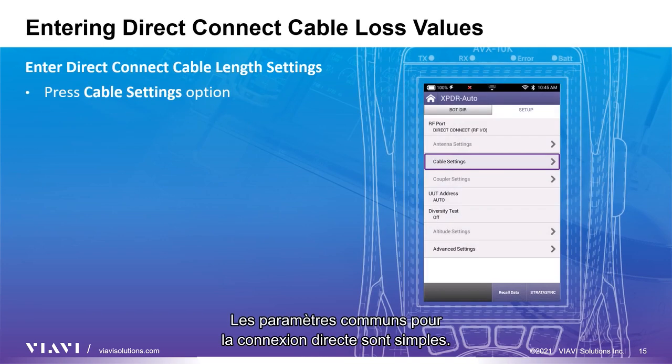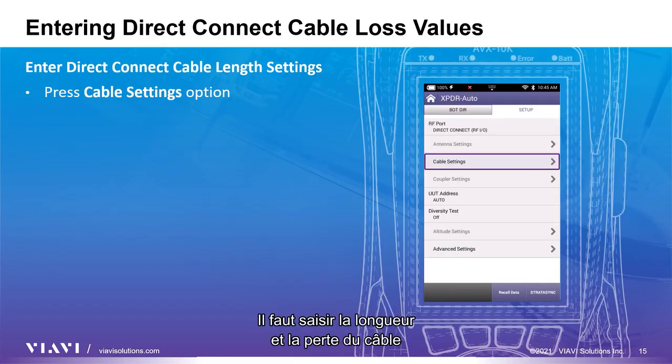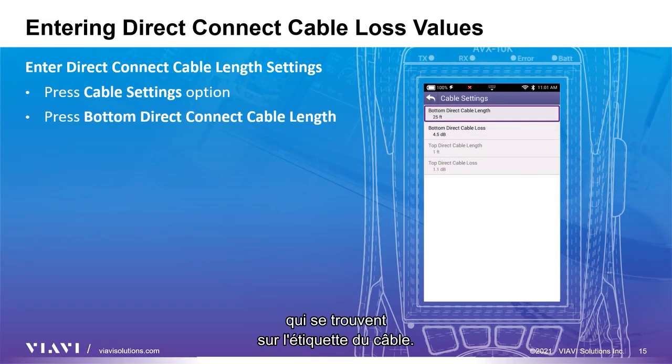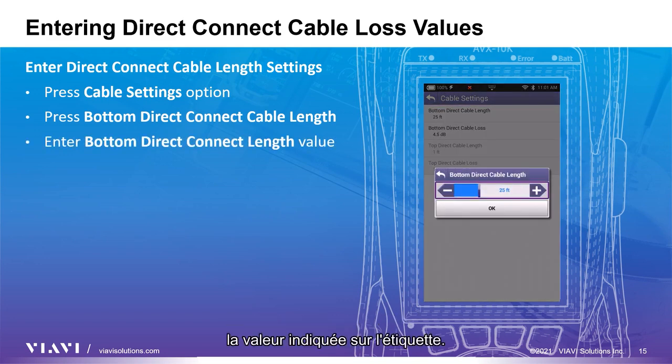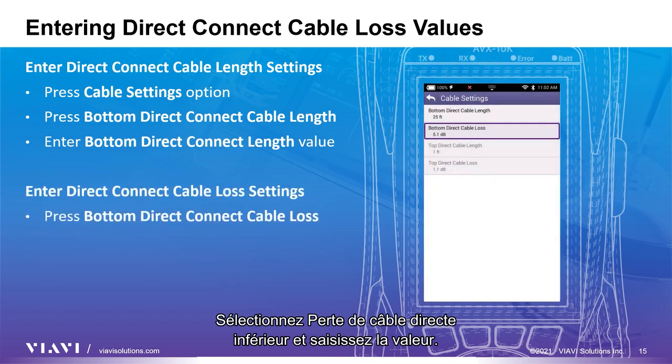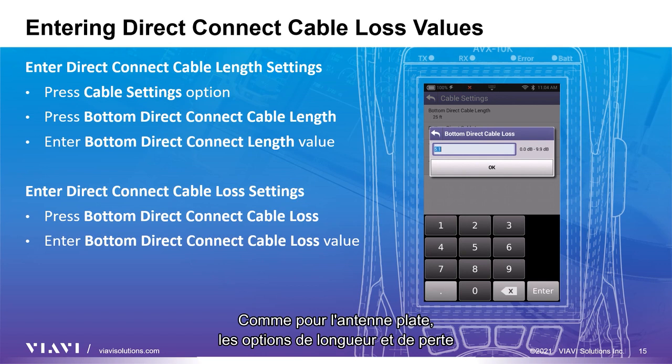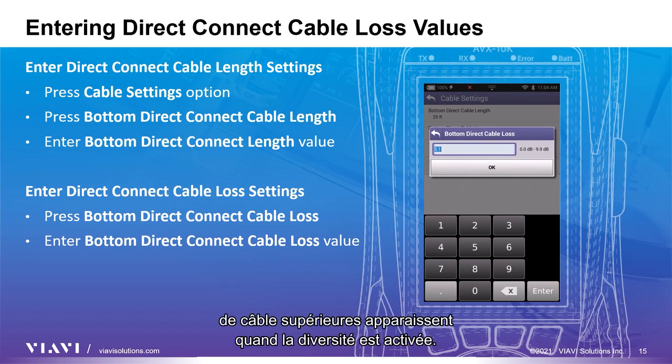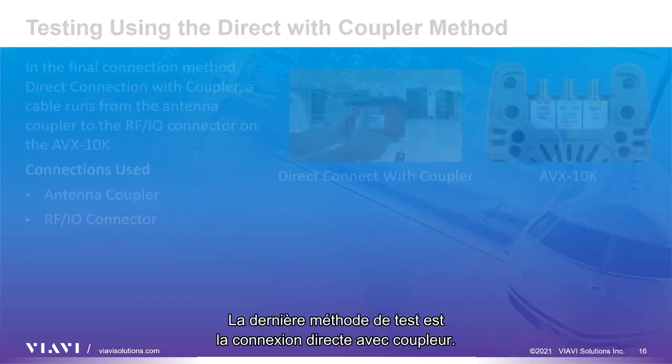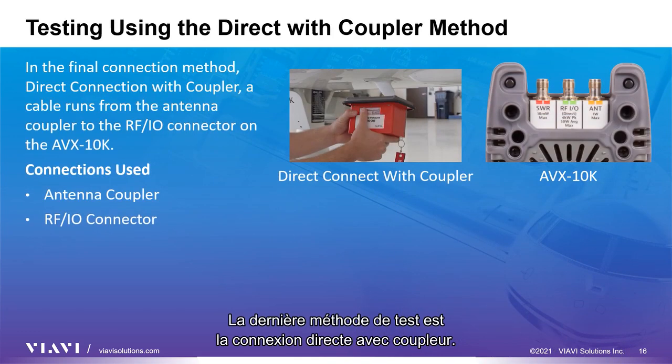Common settings for direct connecting are straightforward. We need to enter the cable length and the cable loss, both of which are found on the cable label. Select bottom direct cable length and enter the value found on the label. And then, select bottom direct cable loss and enter the value. And just like with the flat panel antenna, top cable length and loss options become available when diversity is set to on. The final test method is direct connect with coupler.